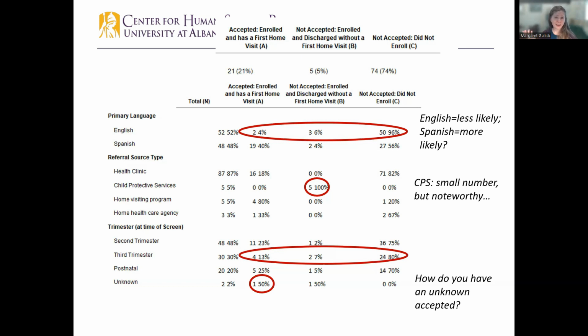Try to trace down, all right, how did this end up happening? How did I have a family who enrolled and had a first home visit who got that far? And I don't know what trimester they were in at the time of screen. So do you not have a birth date for TC? What piece of information are you missing that led this to be the case?